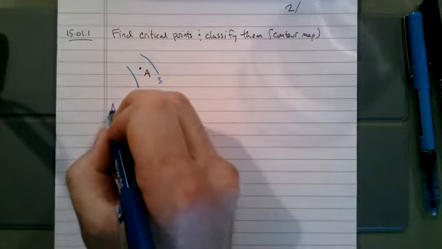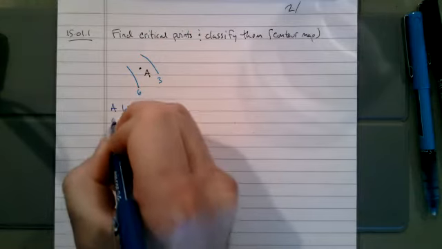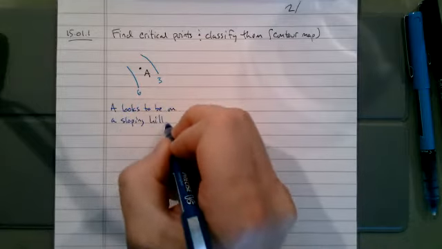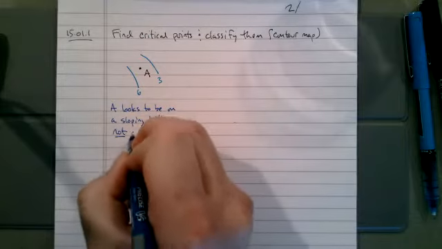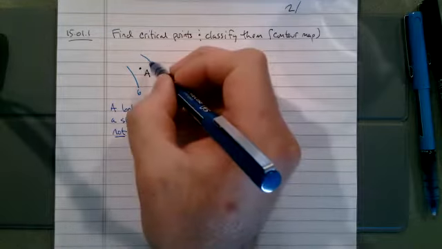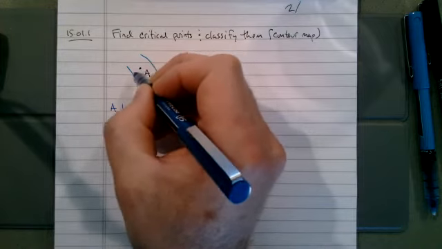A looks to be on a sloping hill. So not a critical point. It could be, if this was a 3 and a 3, then I don't know, that would be weird contours. We would need another contour in the middle. But it looks like if we draw a line from the 3 contour through the point A to the 6 contour, we're definitely going up a hill.